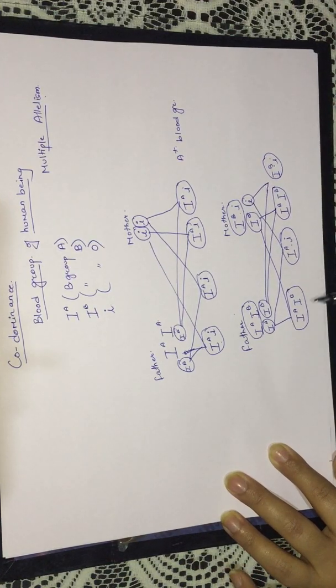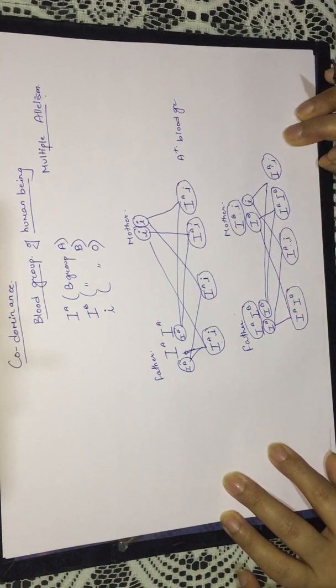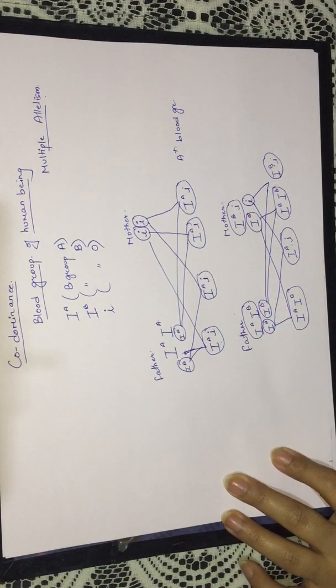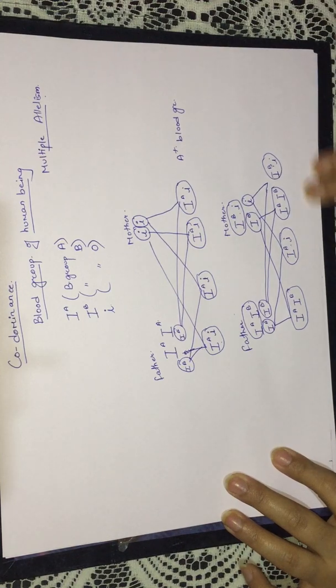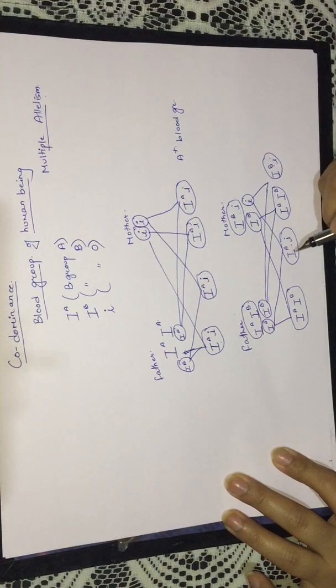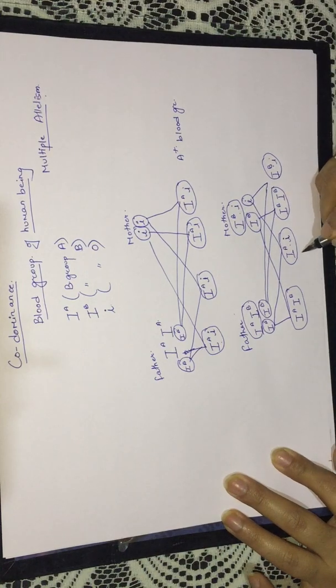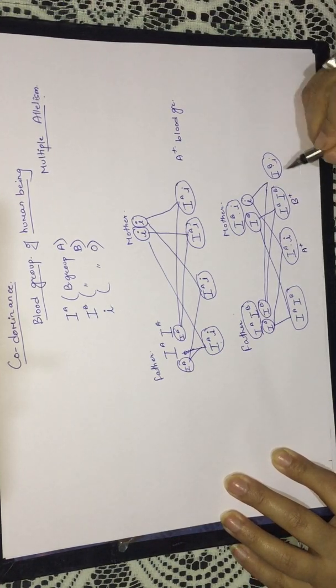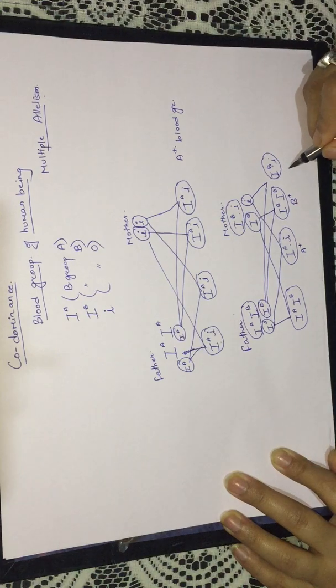Suppose these are brothers and sisters, all children born from the same father and mother. But what about their blood group? Do they have the same blood group? No. See, here IA and small i, so this progeny will be A positive. This progeny has IB and IB, so it will be B positive, and this progeny has IB and small i, so it will again be B positive.